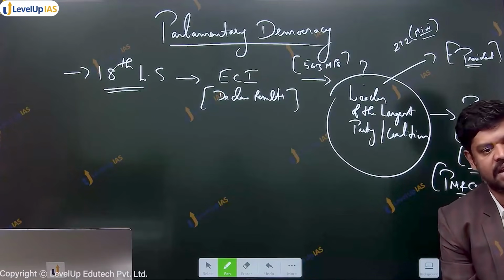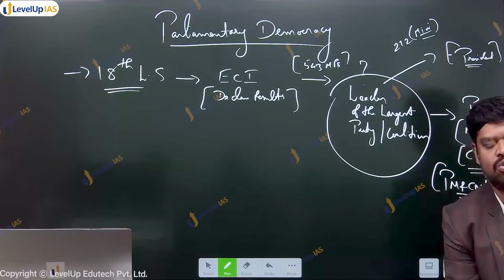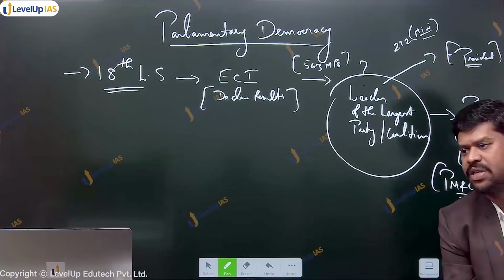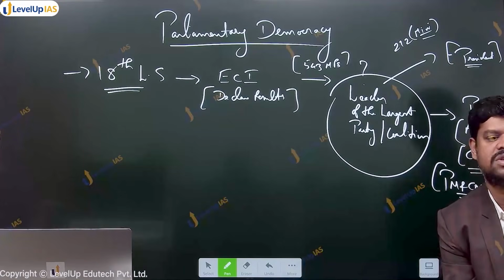The president is directly or indirectly elected by the people, and he is the real executive. But in India, the president is not a real executive. What type of executive is a president? A nominal executive. And who is the real executive? The prime minister and the council of ministers, who come from the legislature.